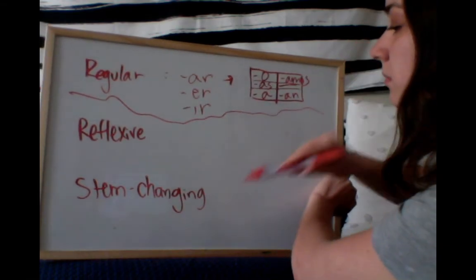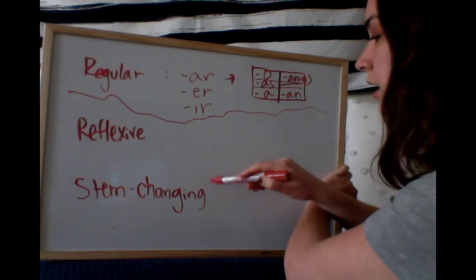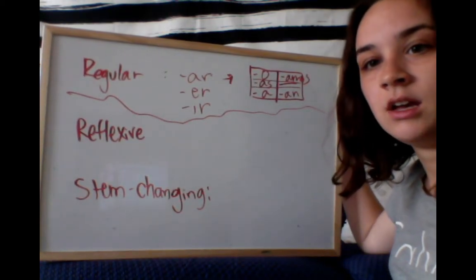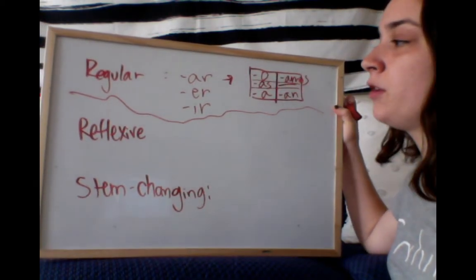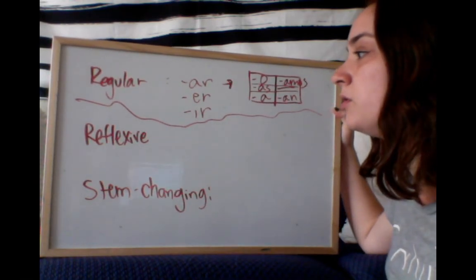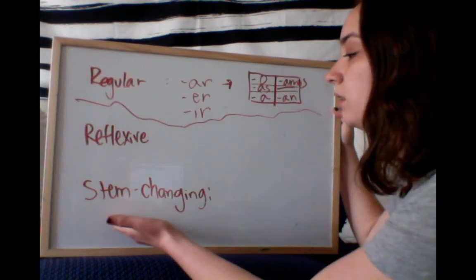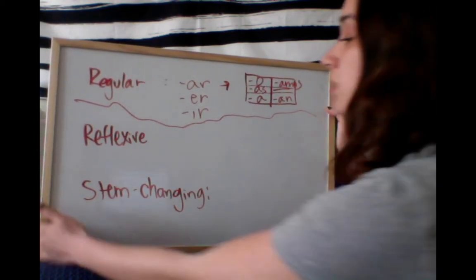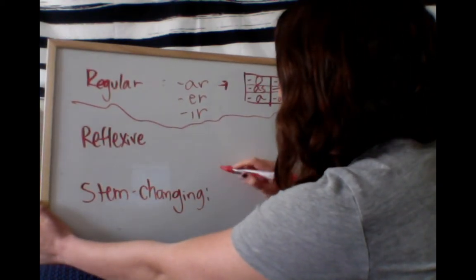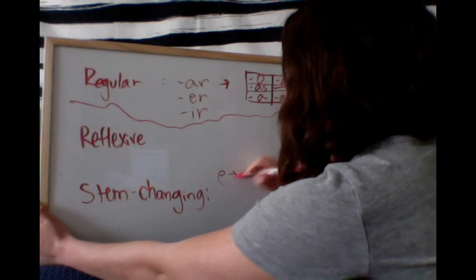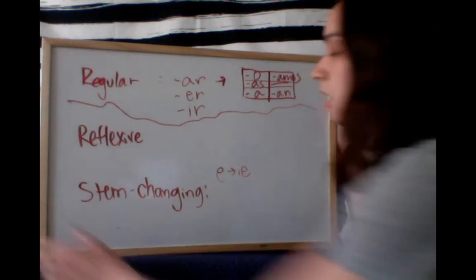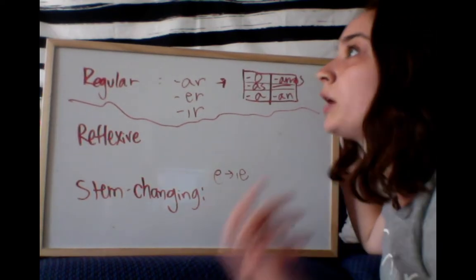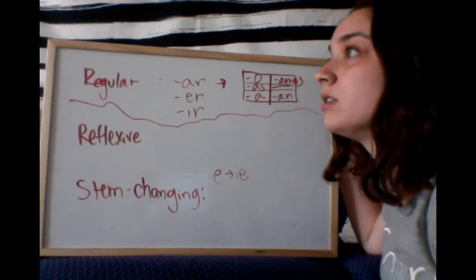Then this week we talked about stem changing verbs, right? These are just a different type of verb. Someone asked, when and why do we change the stem? For instance, sometimes we change our stem from E to IE. Why do we do that? Well, this is just a normal grammar rule in the Spanish language.